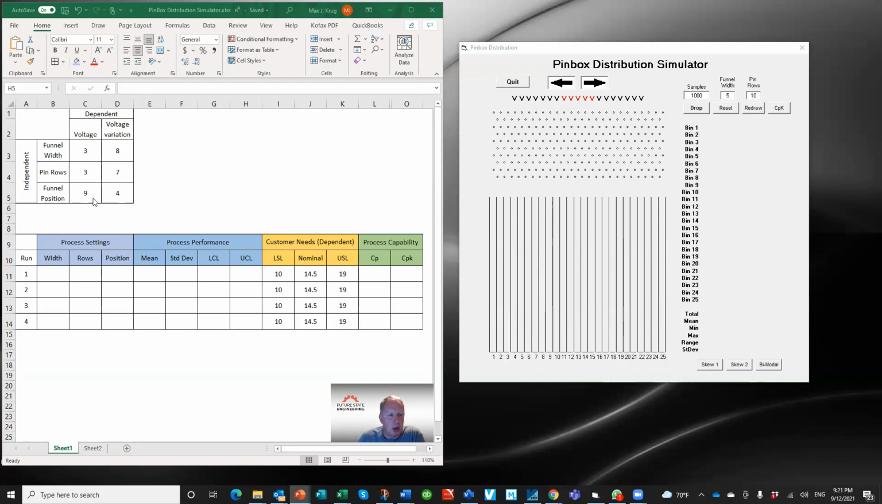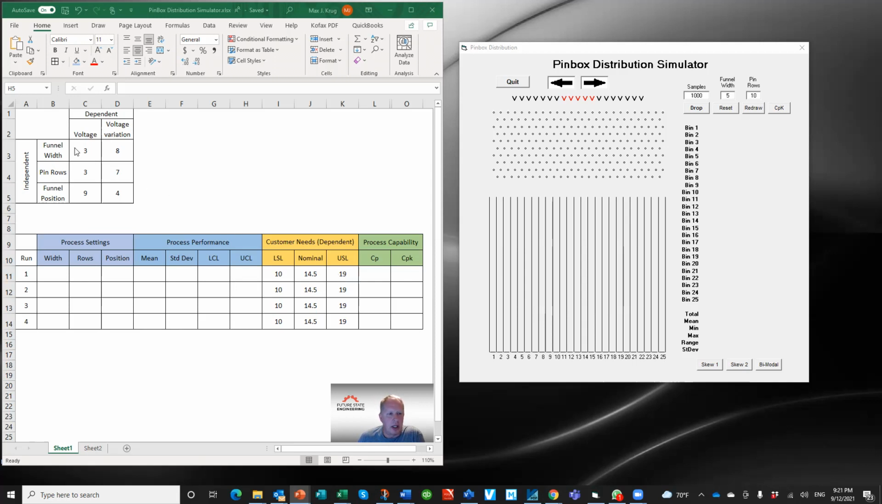Our customer wants a certain voltage of this product, and they'll accept a certain range of voltage in the products that they receive. So the first question is, of these different variables, how do they affect the outputs of the process and what the customer is demanding? The customer wants a certain voltage. They are looking for a nominal voltage of 14.5. The accepted voltage is as low as 10 and as high as 19, for the product that we ship to them.